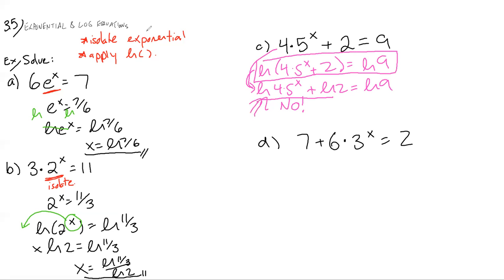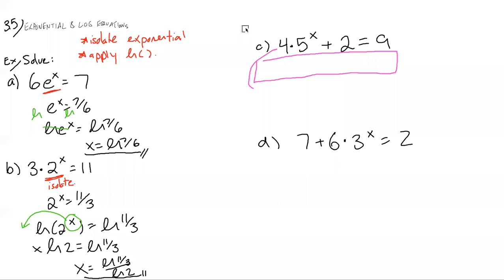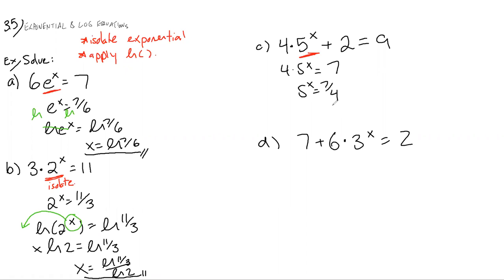So none of these work. I'm going to get rid of them. Just be careful of that. So same deal, we start by isolating the exponential. So we isolate that 5 to the x, and so I'm going to subtract the 2. So I'll get 7, and that'll be 5 to the x is 7 over 4.